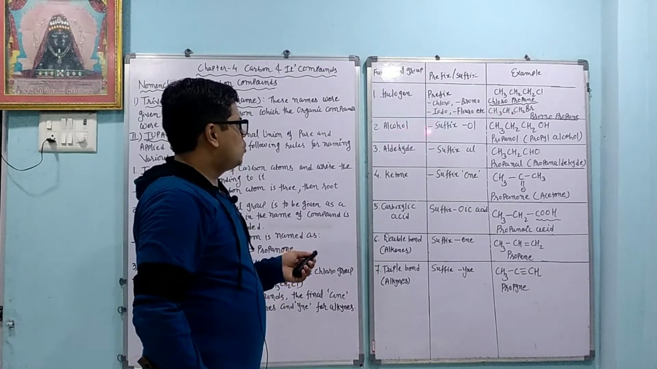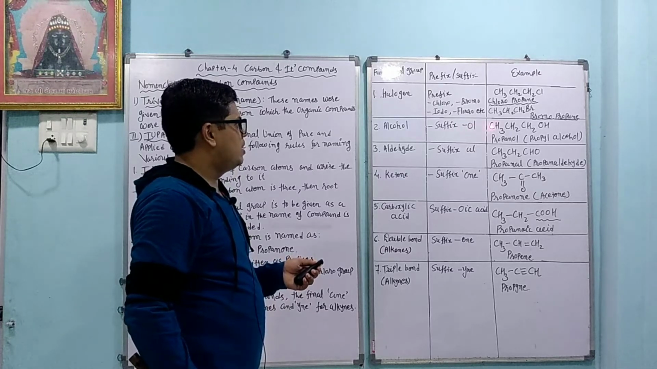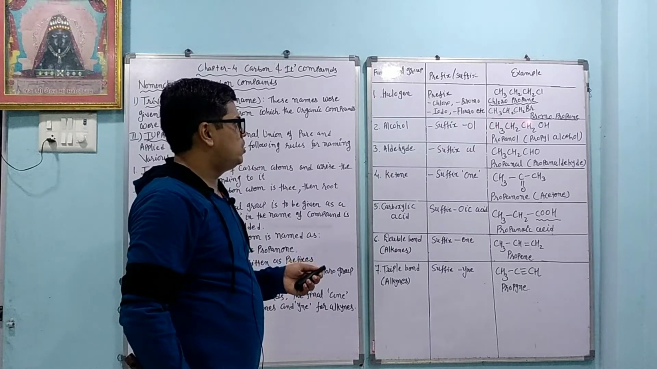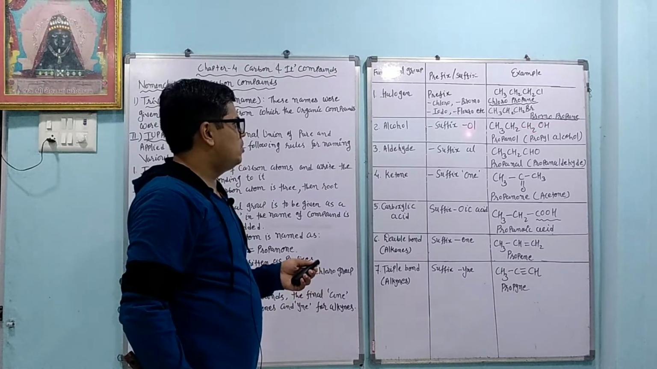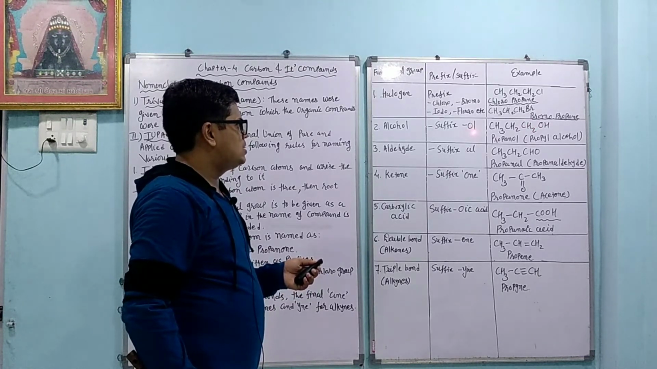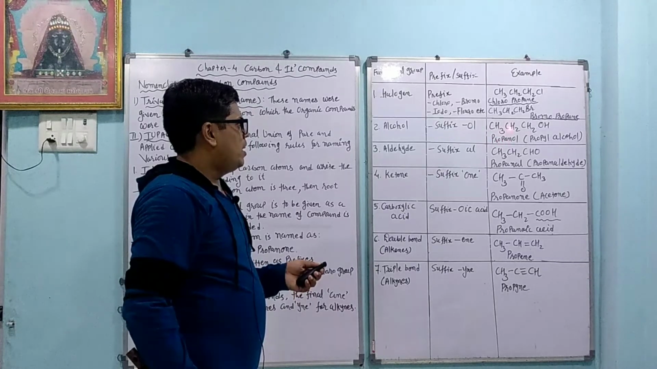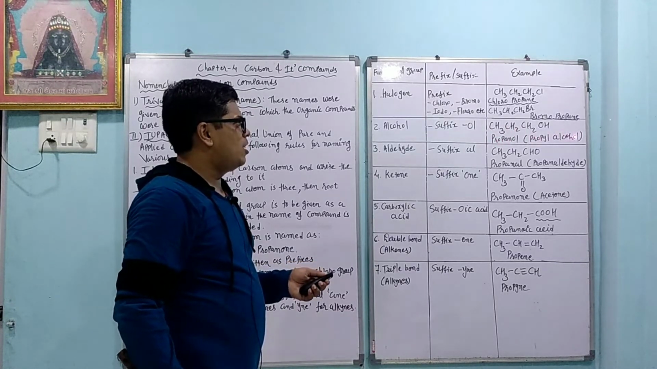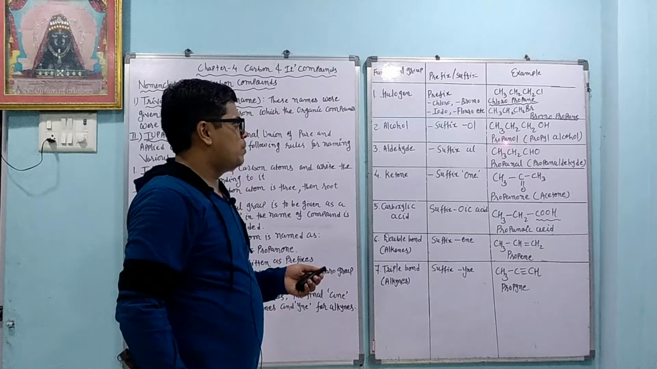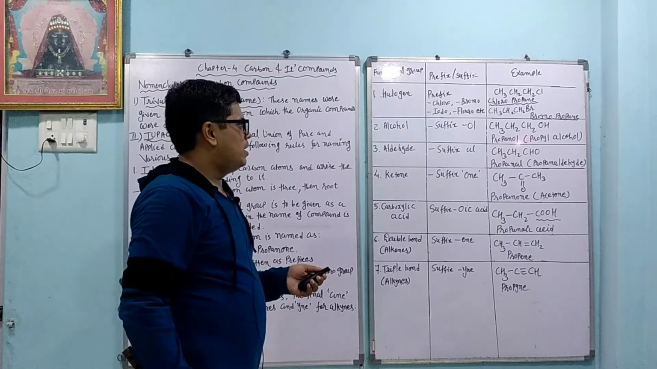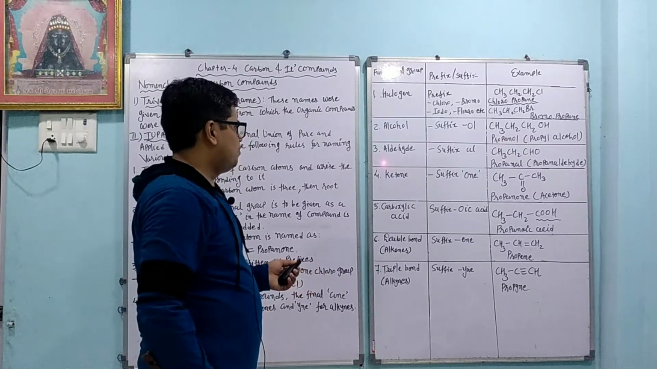In the case of alcohol, the suffix ol is added. First we count the number of carbon atoms, 1, 2, 3. 3 carbons means propane. An OH group is present, so it is called propanol; we have to add the suffix ol. The common name will be propyl alcohol. Both names you have to remember: propyl alcohol is the common name and propanol is the IUPAC name.